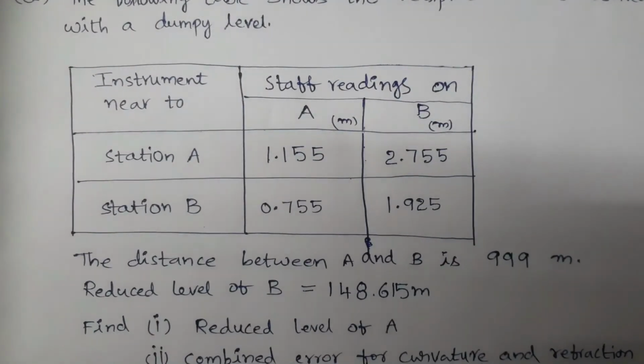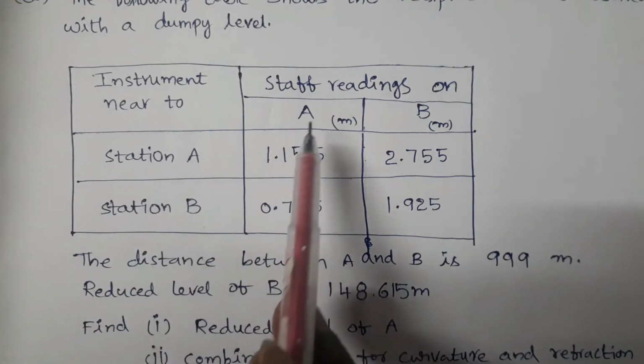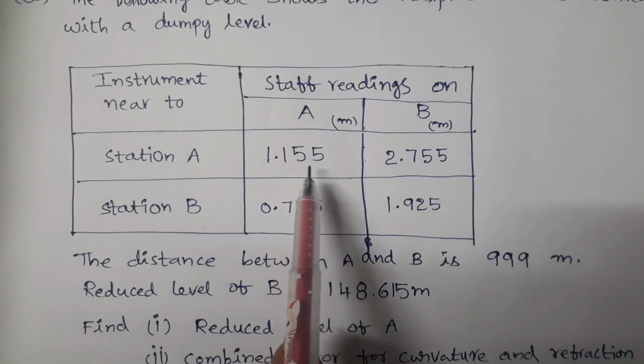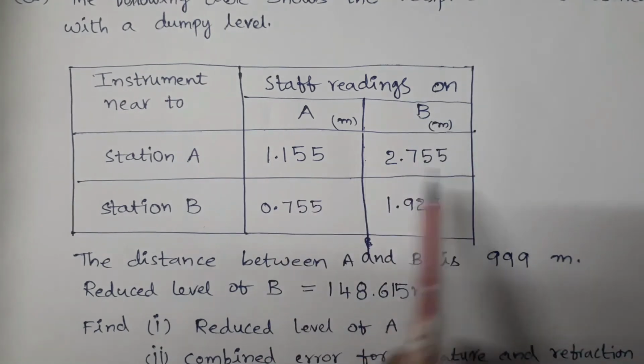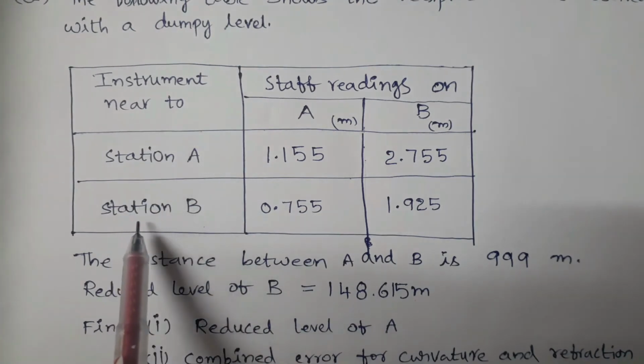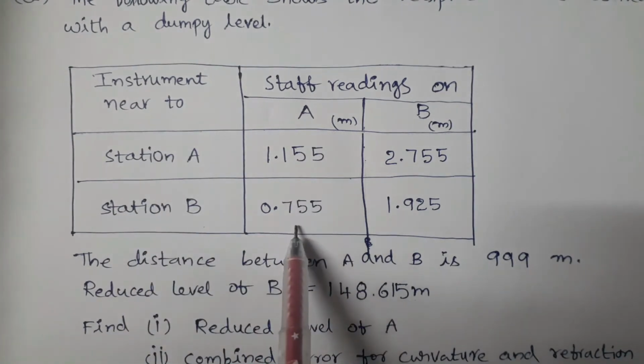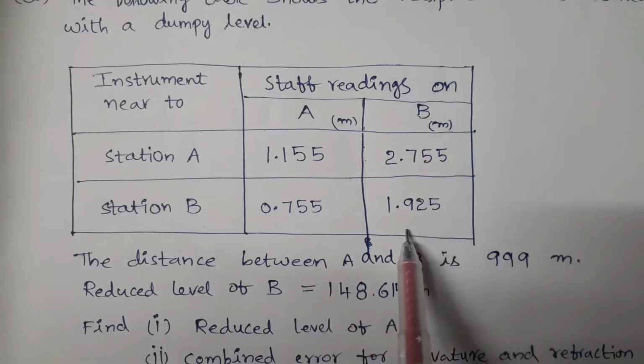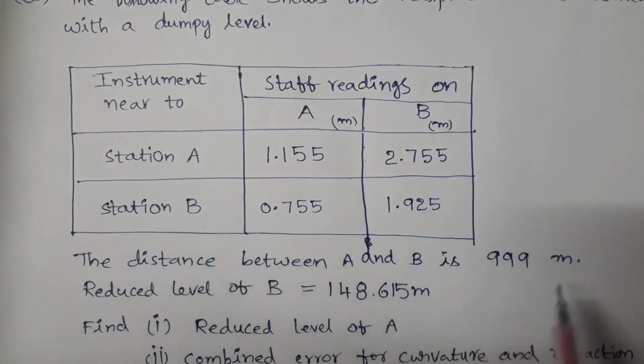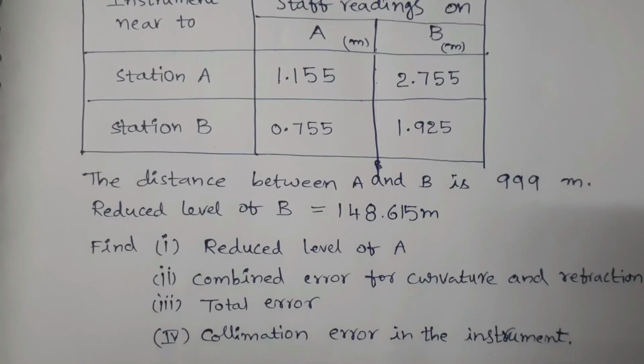The following table shows the reciprocal levels observed with a dumpy level instrument near station A. Staff reading on A is 1.155, on B 2.755. When the instrument is near station B, staff reading on A is 0.755, on B 1.925. The distance between A and B is 999 meters. Reduced level of B is 148.615 meters. Find the reduced level of A. Number 2, combined error for curvature and refraction. Number 3, total error. Number 4, collimation error in the instrument.